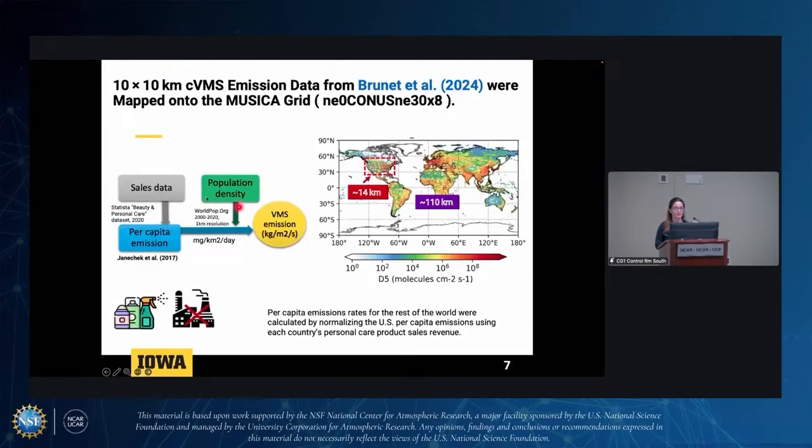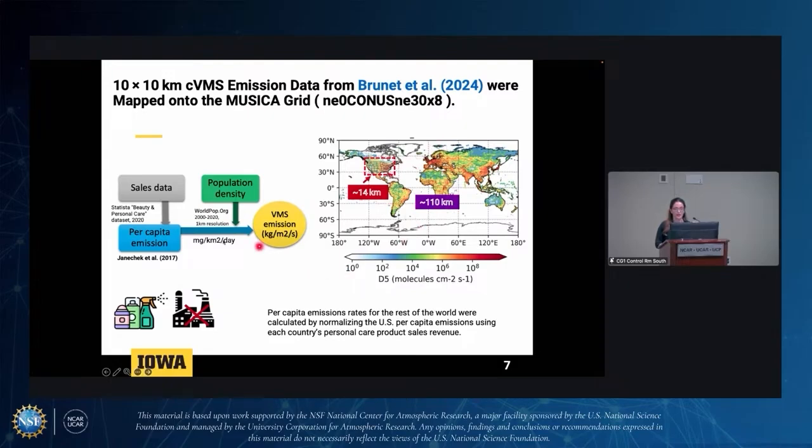Here is a schematic of the VMS emission from Brunei et al. 2024. What they did is that they took sales data for personal care products and population density, and they scaled the per capita emission globally. And this figure shows the gridded emission for the MUSICA grid with 14 kilometers over CONUS and around 100 kilometers for the rest of the world.